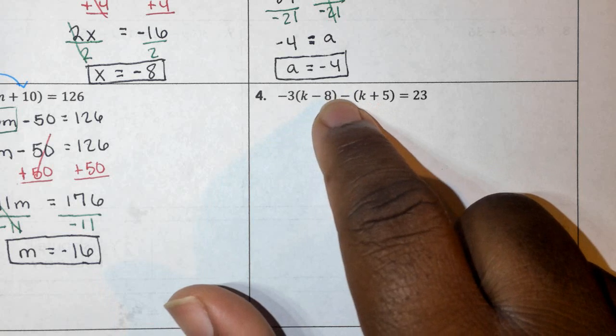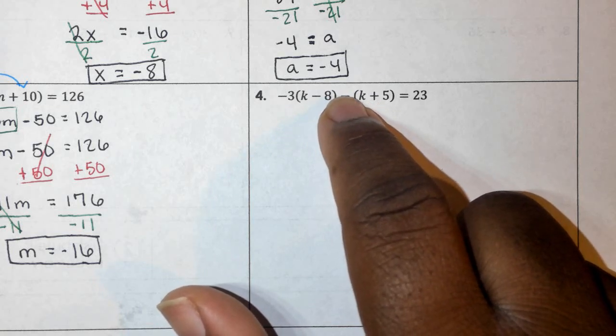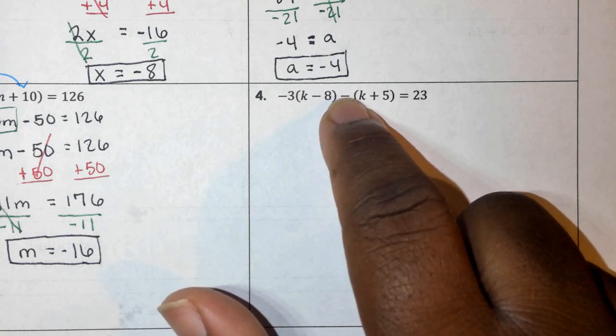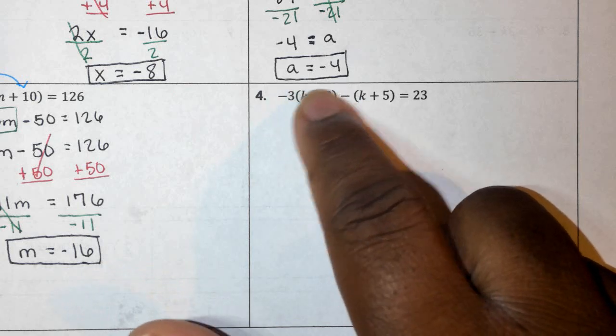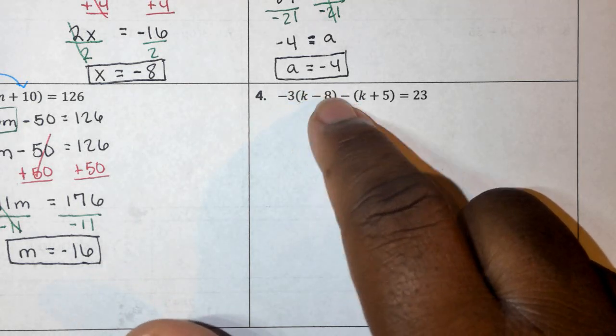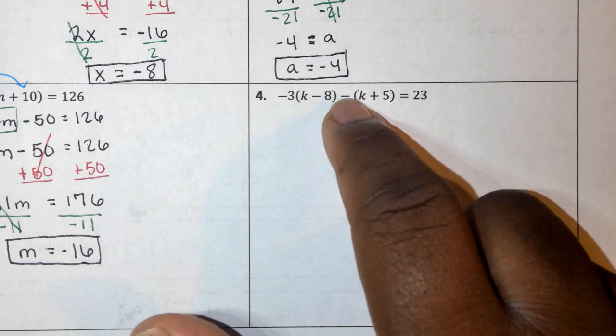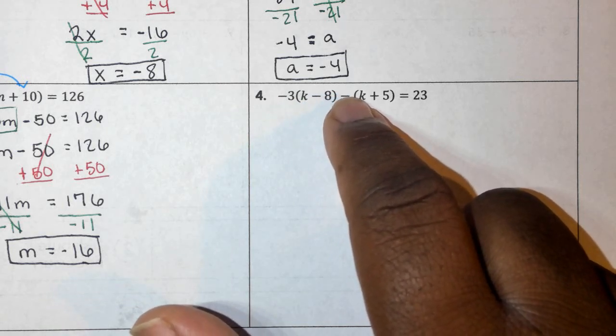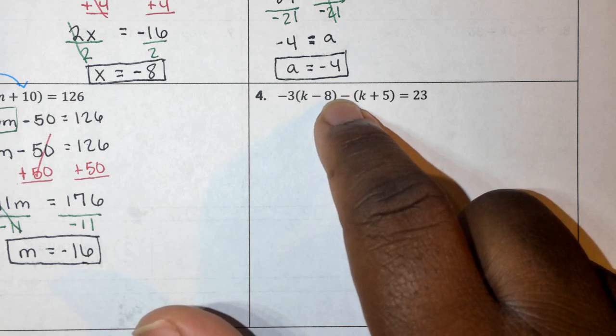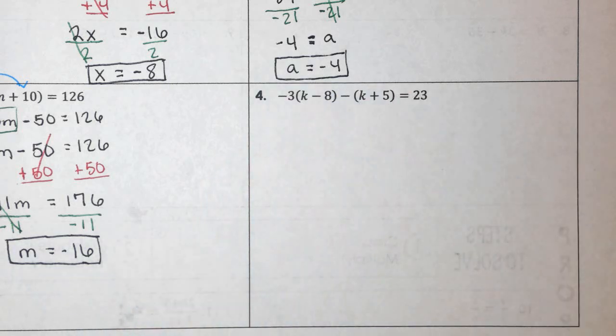Now, a lot of kids don't recognize this as a distribution because it's just a minus sign here. So what I tell my kids is anything in parentheses you treat almost like it's a variable. In front of any variable, I can always write the number 1. So even though it's a minus sign right here, to help y'all out, when you see a sign and nothing else in front of the parentheses, you can always put a 1 there.